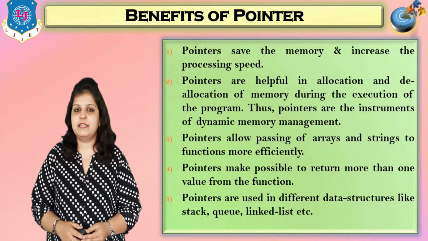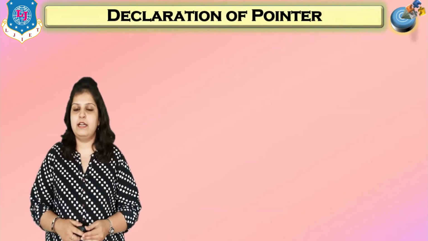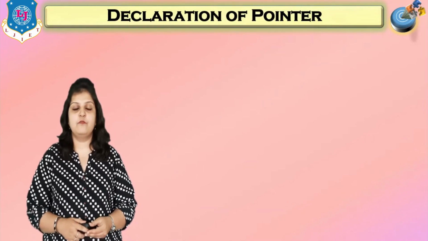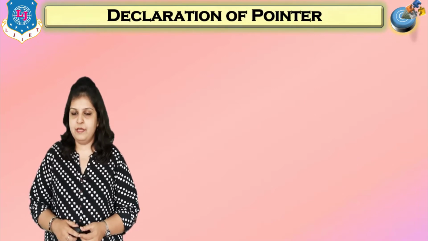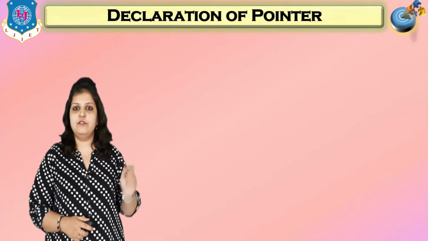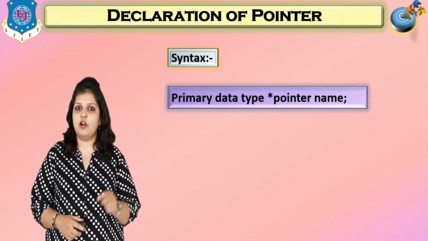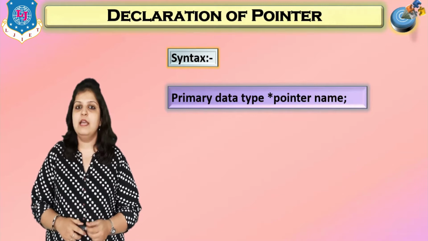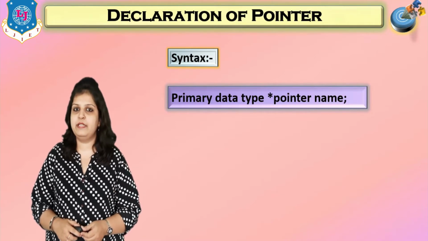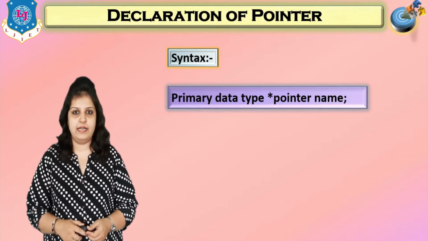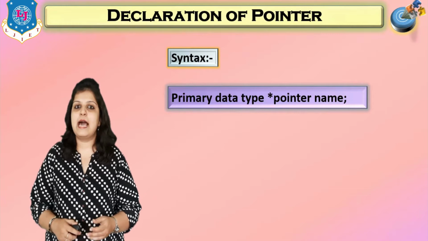Next topic is how we can declare our pointer variable. As I said earlier, a pointer is a derived data type. So for a derived data type, first of all you have to use a primary data type. So the syntax is like this: first you write the primary data type, then use the asterisk symbol, or we can say star symbol, and then your pointer name. Here in the primary data type we can use any data type like integer, float, character, double, etc.